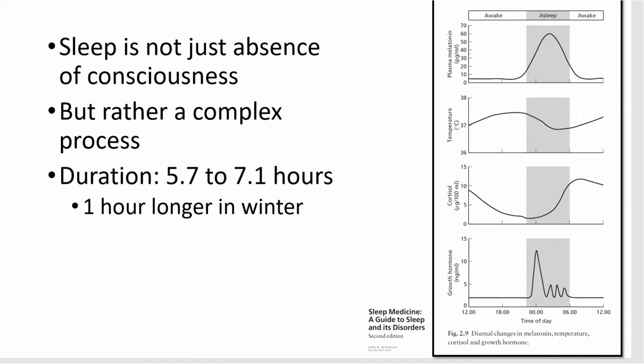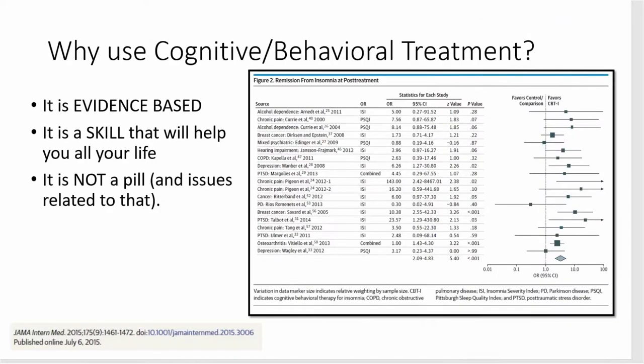One of the comments I've put there is that the duration of sleep varies. If you look at the population, it can vary from somewhere between 5.7 to 7.1 hours, and then in the wintertime, people tend to need more hours of sleep, about an hour longer in the wintertime.